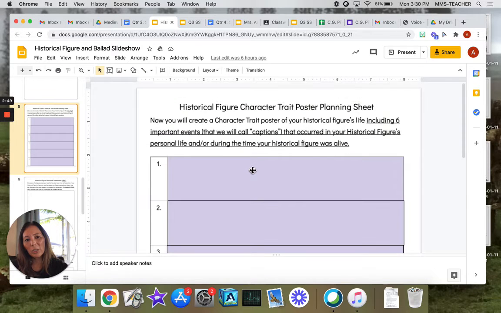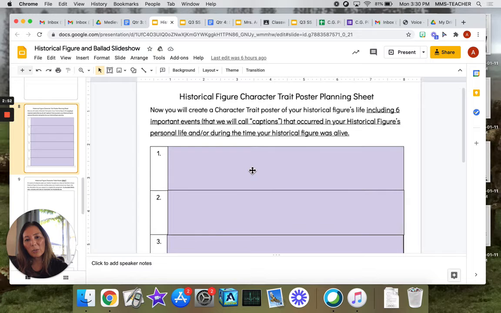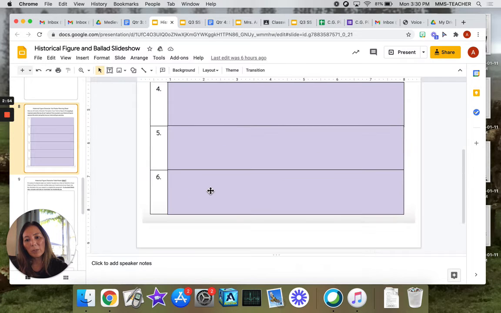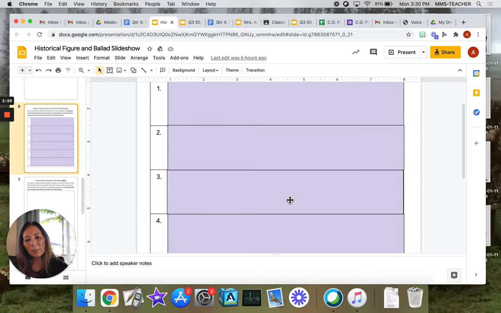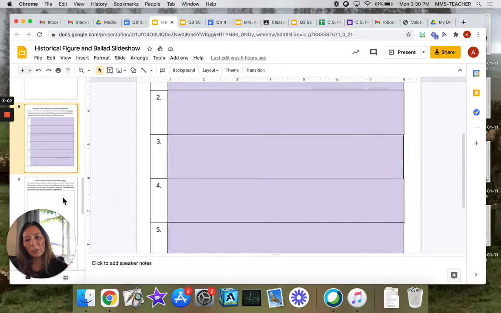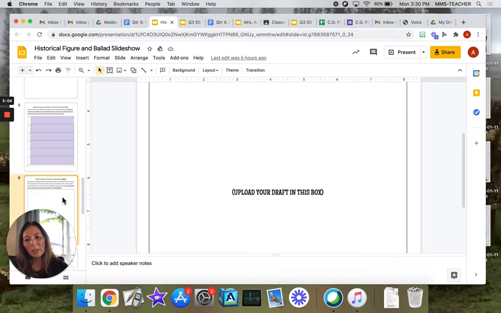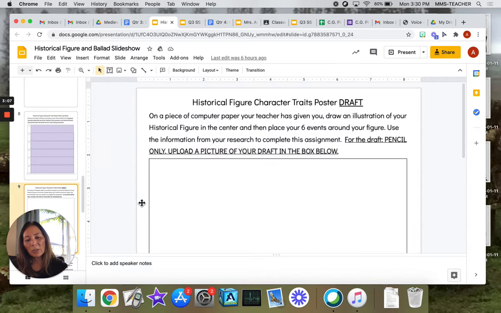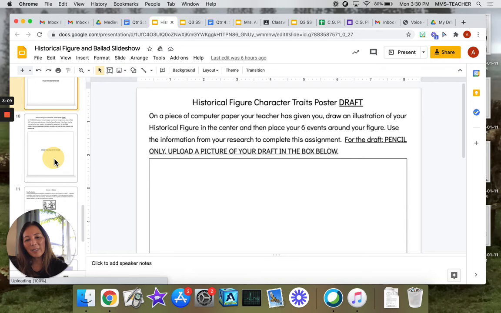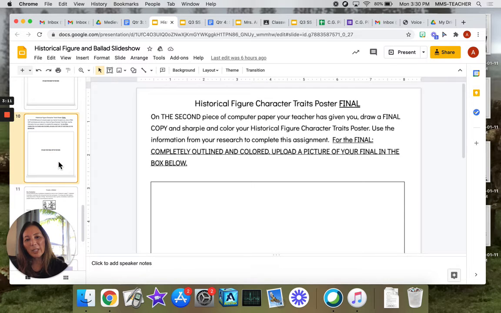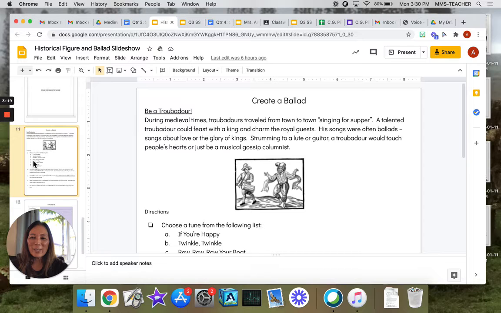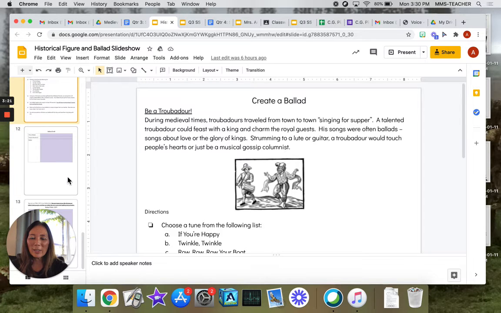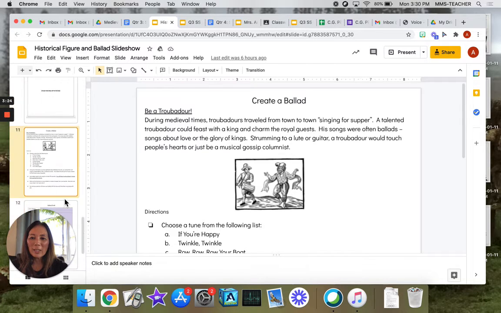Slide 8 is a planning sheet to do your historical figure character trait poster. You'll notice you're going to have six important events from your historical figure's life. Oh, sorry. Slide 9 is the draft of your poster. Slide 10 is your final draft. Okay, slide 11, and the rest of slide 11, 12, and 13.